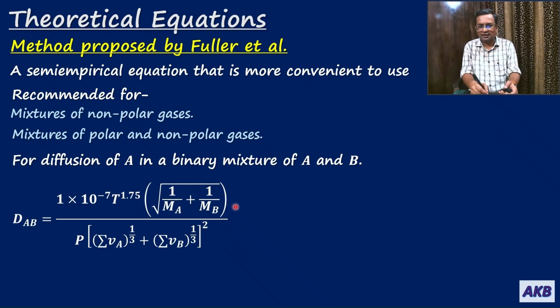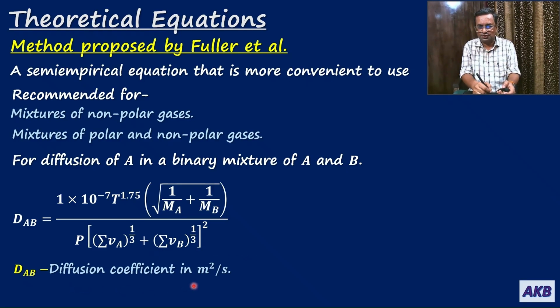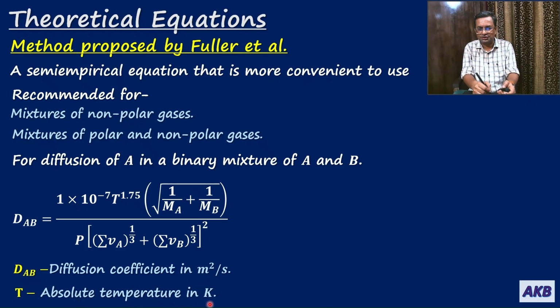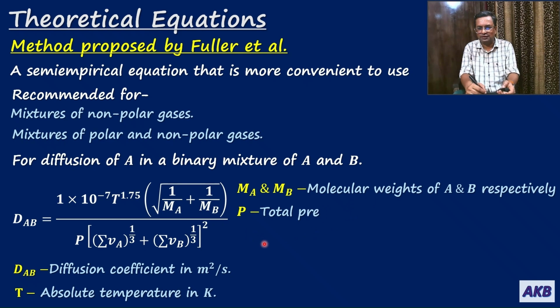A semi-empirical equation is based partly on the experimental data and partly on theoretical concepts. So you have this equation. In this case, DAB is the diffusion coefficient which will be obtained in meters square per second. Then T is the absolute temperature in Kelvin. MA and MB are molecular weights of A and B respectively. P is the total pressure, but in order to use this equation, pressure has to be in atmosphere.